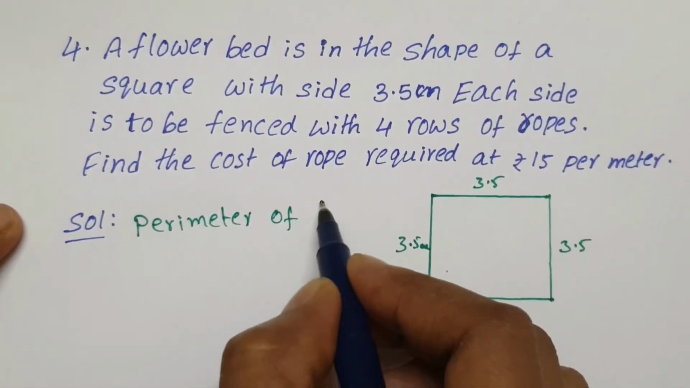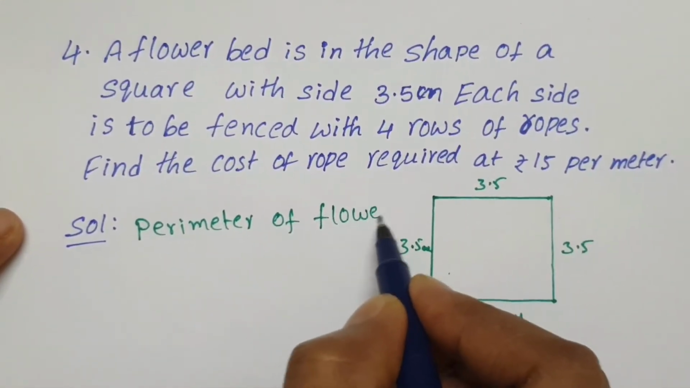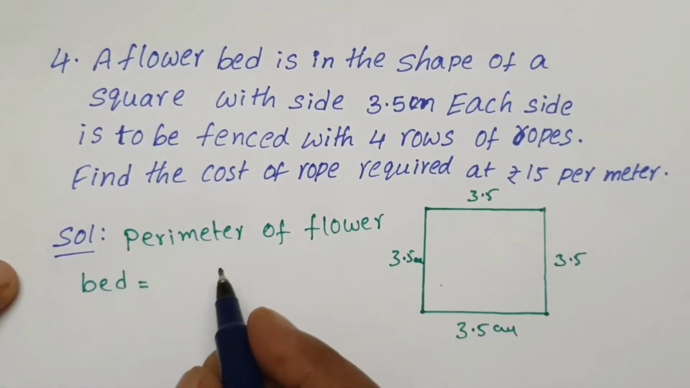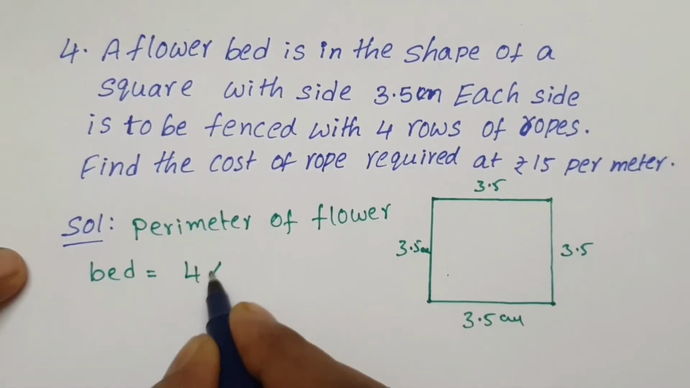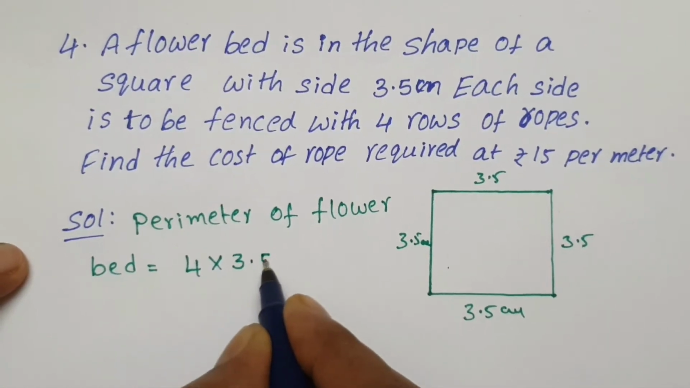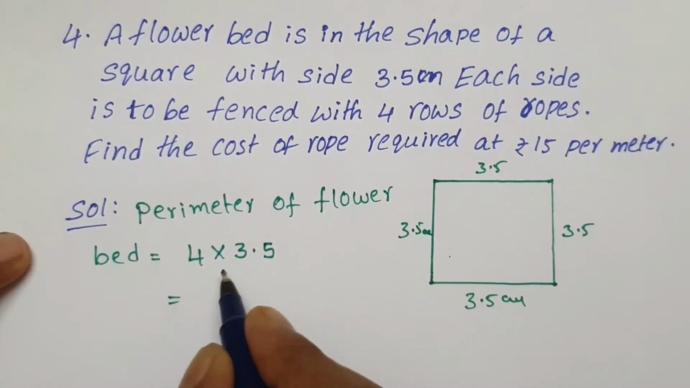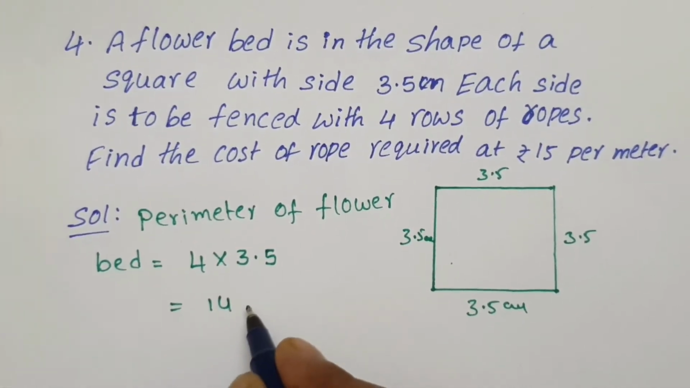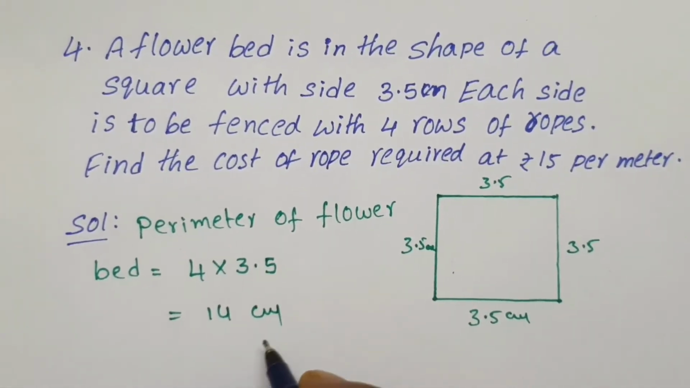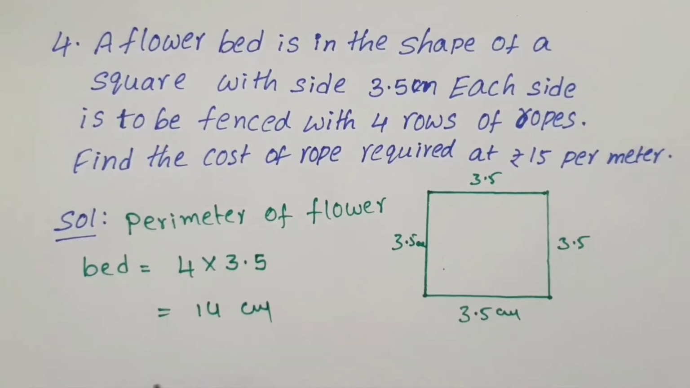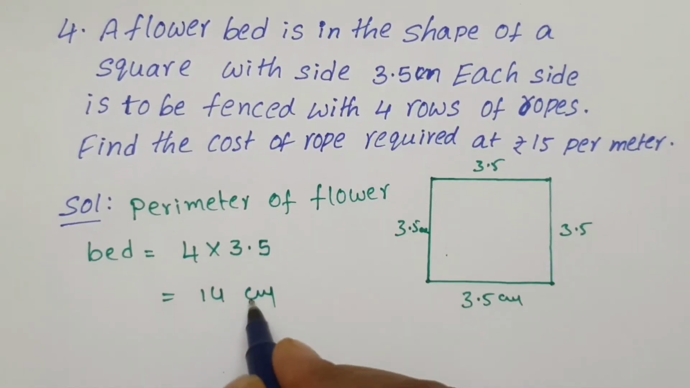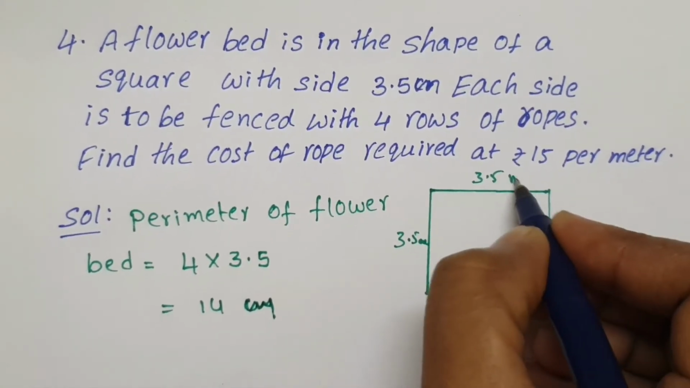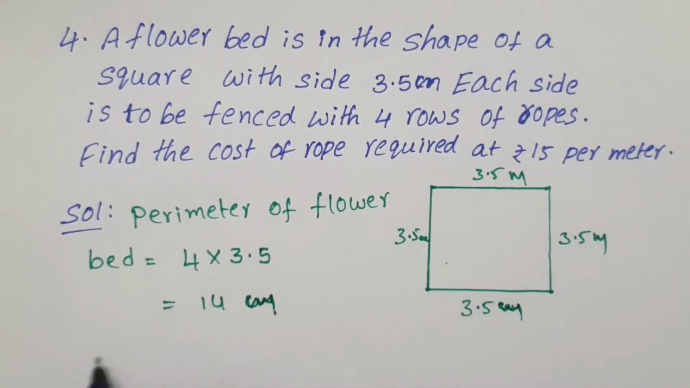Perimeter of the flower bed equal to 4 into side. 4 into side, they given 3.5. 3.5 into 4 is 14.0, means 14. Centimeters or meters? Meters they given. Sorry, here meters, right? Total they given in meters.